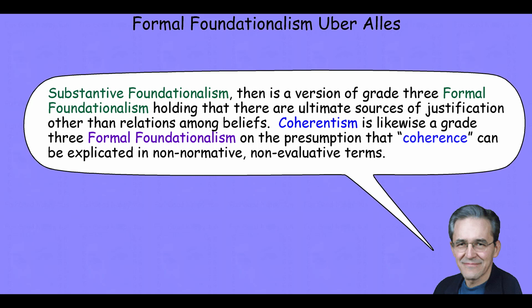Substantive foundationalism, then, is just a version, or aspires at least to be a version, of grade 3 formal foundationalism. It holds that there are ultimate sources of justification other than relationships among beliefs. Coherentism is likewise a grade 3 formal foundationalism, so long as we can come up with some non-epistemic, non-normative explanation of what it is for beliefs to be coherent.